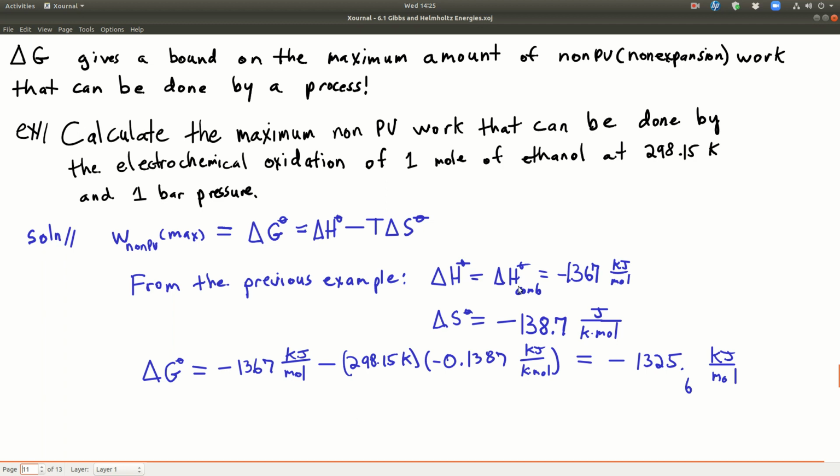We know delta H, we were given it in the first problem. For ethanol, minus 1367 kilojoules per mole. And we had calculated delta S, negative 138.7 joules per Kelvin mole. So if we substitute into delta G equals delta H minus T delta S, and again in kilojoules per Kelvin mole, we get negative 1325, 1326 kilojoules per mole. Remember, what this tells you is the maximum amount of non-PV work, non-expansion work, that can be done by the electrochemical oxidation of ethanol in this case.